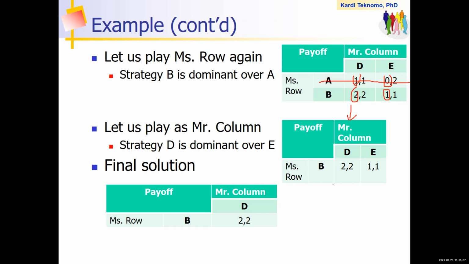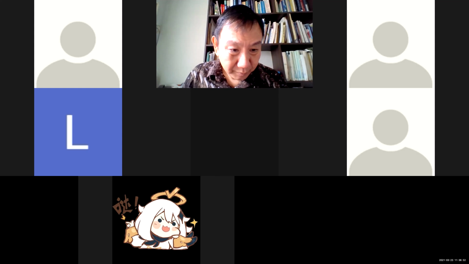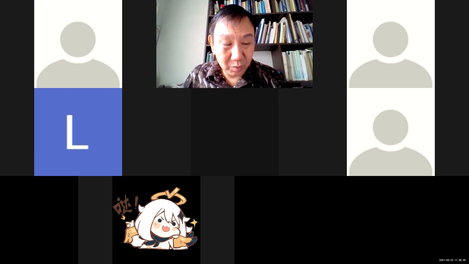Now you play as Mr. Column. Now you look at the second numbers, yeah? 2 compared to 1, 2 always wins, so you delete this one. So you get the final result. It is the equilibrium, right? So the final solution is Miss Row will play B, Mr. Column will play D. So this is the equilibrium. Until here, any question? Do you know how to play? Do you know how to solve?